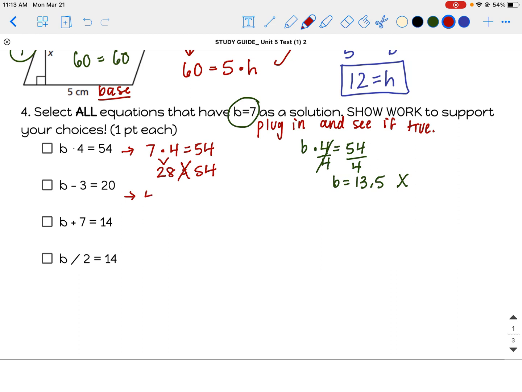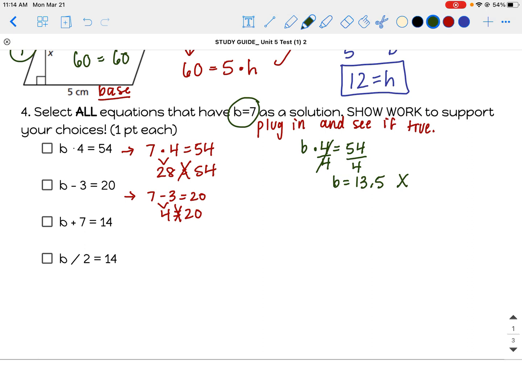So I'm going to do 4 minus 3. Oops, sorry. I don't know why I did 4. Should be 7 since b equals 7. 7 minus 3 equals 20. And 7 minus 3 is 4. 4 does not equal 20, so that would not be a solution.